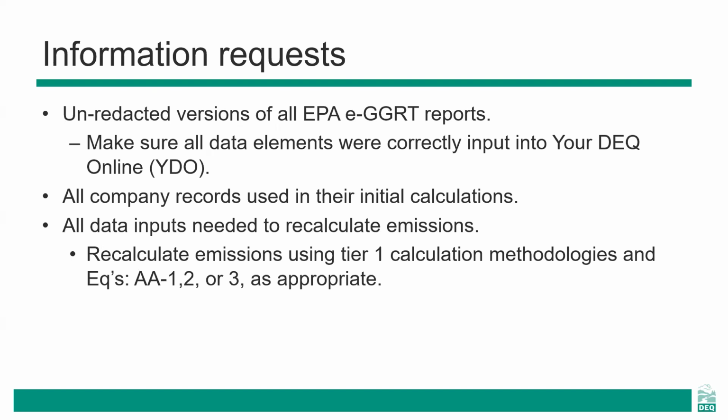Request unredacted versions of all EPA EGRET reports. Ensure that all data elements are correctly input into YDO. Review all company records used in initial calculations and request all data inputs needed to recalculate emissions. Recalculate emissions using Tier 1 calculation methodologies and equations AA1, AA2, or AA3 as appropriate to cross-check the calculations.